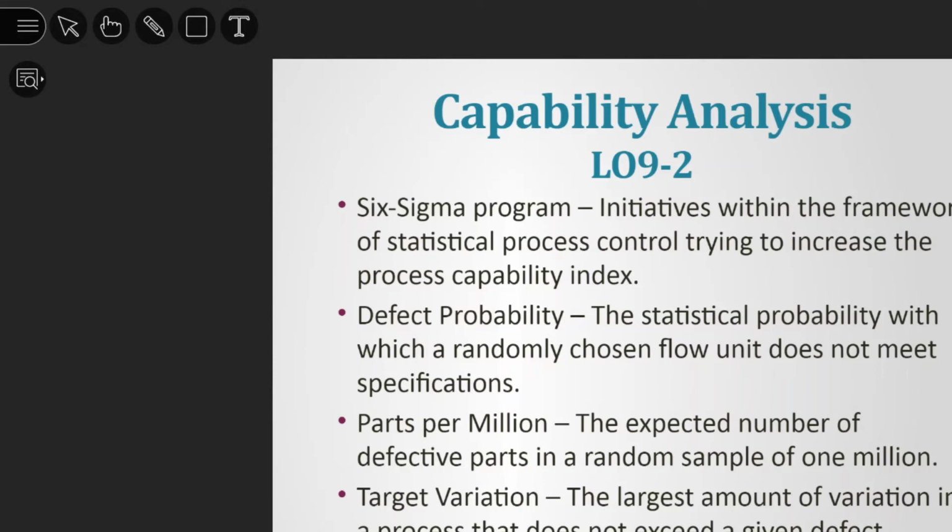Process capability and create certain measures for it. And we had talked about defect probability, and defect probability was determined by capability index. When capability index is higher, the probability of creating defects is lower. So that is something that you need to remember.